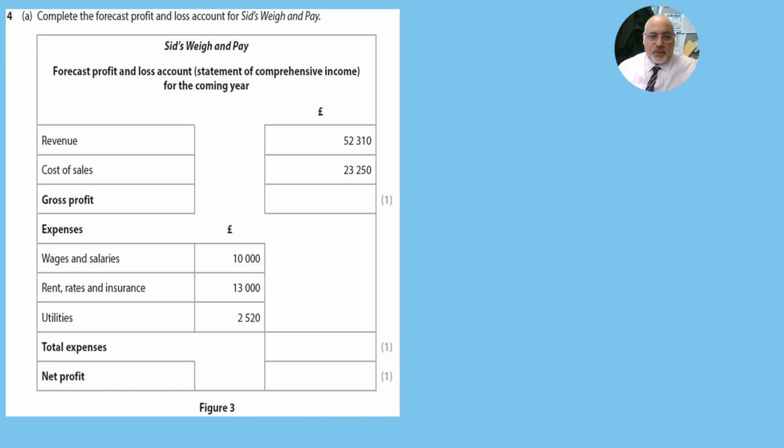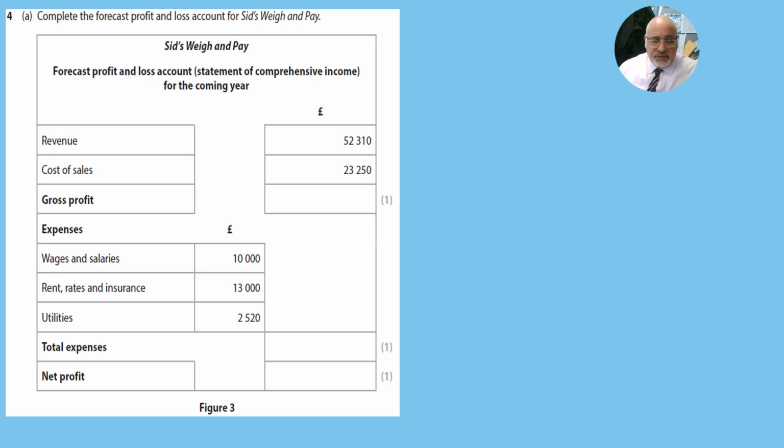Okay, the final calculation question we're going to look at is the forecasted profit and loss account. This is something that we did in component 2 because you needed it for your business plan. So this is a quick refresher on how to answer the questions with the formulas.